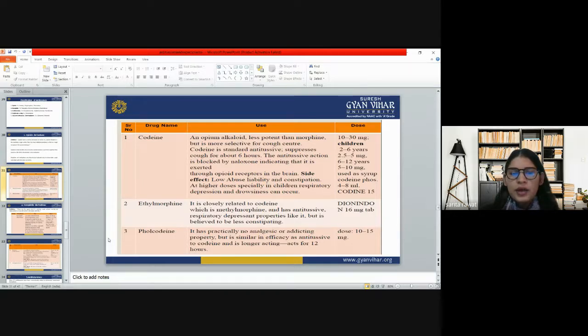Then we have pholcodine. Pholcodine has practically no analgesic or euphoriant property, but it is similar in efficacy as an antitussive to codeine and is long acting also. So it acts for 12 hours and the dose is 10 to 15 mg.